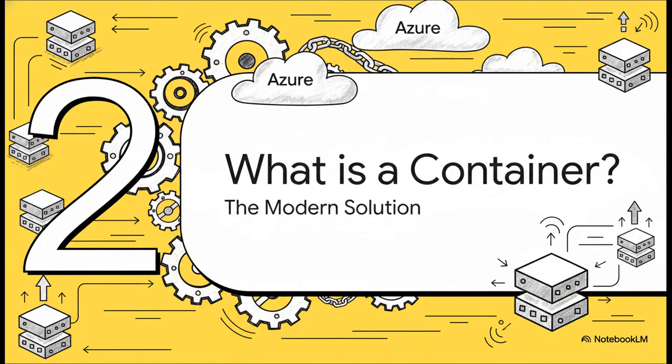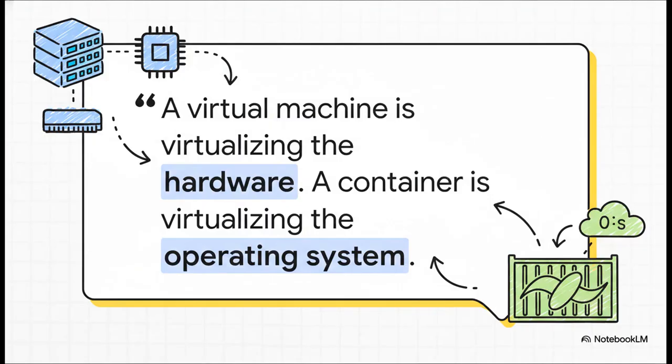So how do we get rid of all that overhead and just get back to focusing on our code? The answer is a piece of tech that has totally changed the game: containers. Okay, if you only remember one thing from this, make it this quote. It's so important. A virtual machine virtualizes the physical hardware. It pretends to be a whole new computer. But a container does something way smarter. It virtualizes the operating system. It just carves out a little isolated space on the existing OS for your app to run. It's a fundamentally different and way more efficient approach.